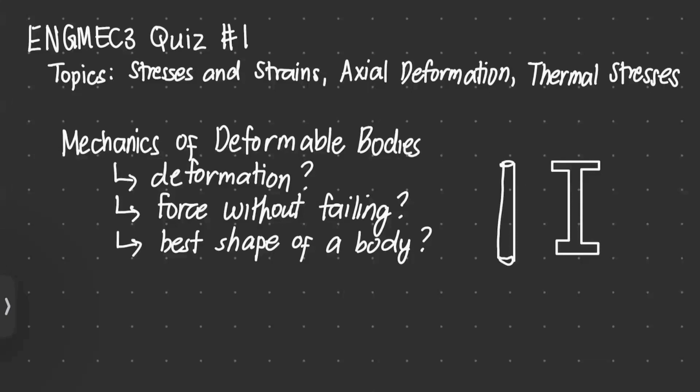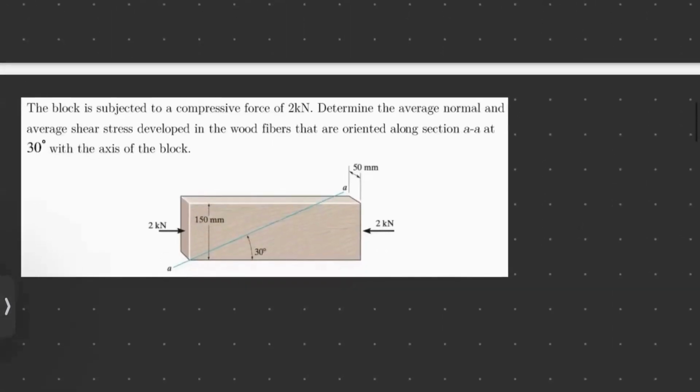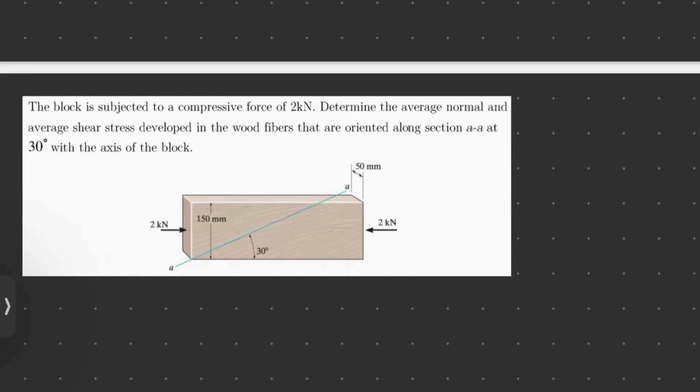So moving on to our first example, we have here a wooden block that is subjected to a compressive force of 2 kilonewtons. We have to determine the average normal and average shear stress developed in the wood fibers that are oriented along section A-A at an incline of 30 degrees with the axis of the block. So to further explain what this problem is trying to solve, we have here section A-A, which is here. So let me just encircle it.